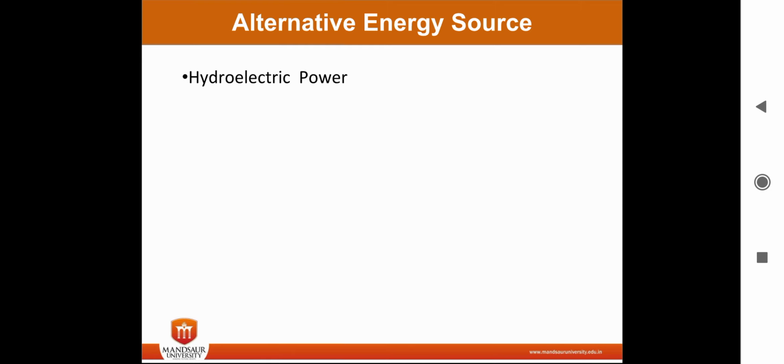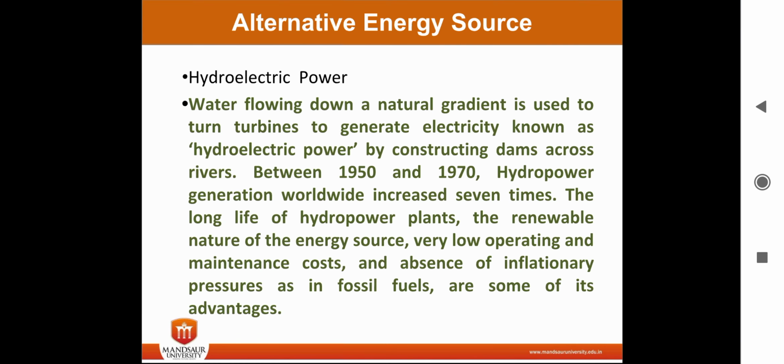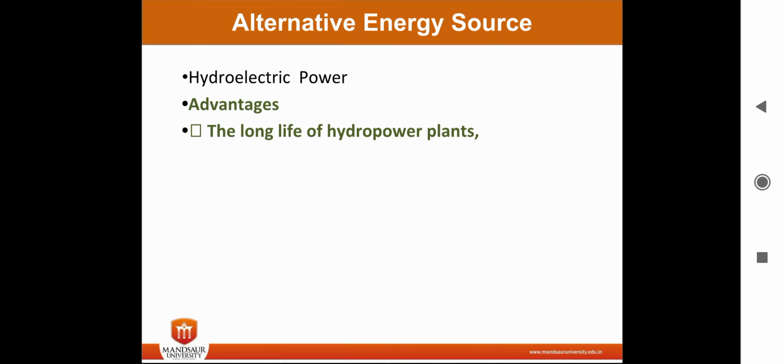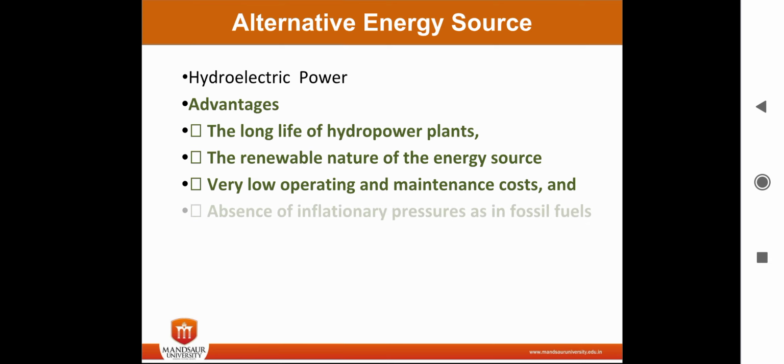There are some other alternative energy sources, that is hydroelectric power, where water flowing down a natural gradient is used to turn turbines to generate electricity. Hydropower generation worldwide has increased 7 times. The advantages of hydroelectric power are the long life of hydropower plants, the renewable nature, low operating and maintenance cost, and absence of inflationary pressures from fossil fuels.